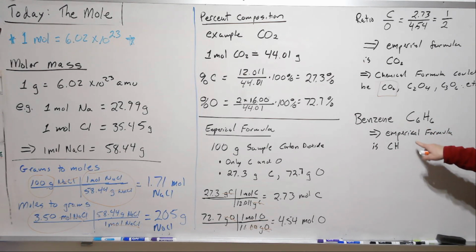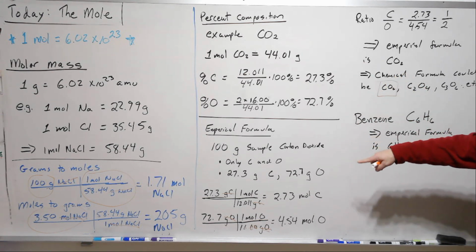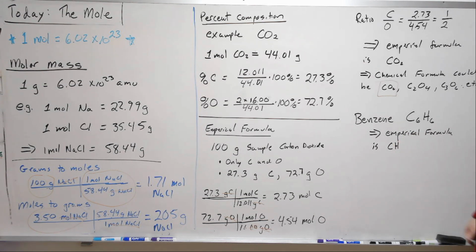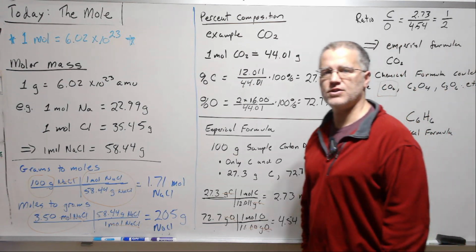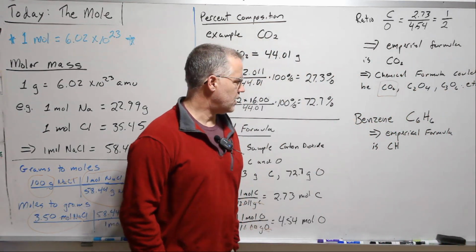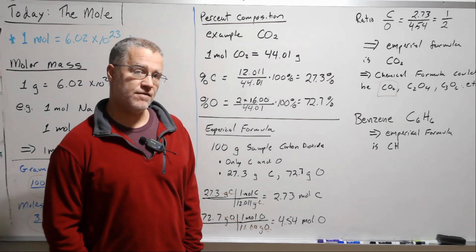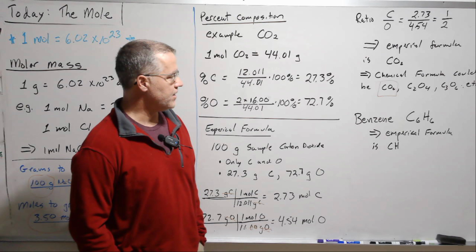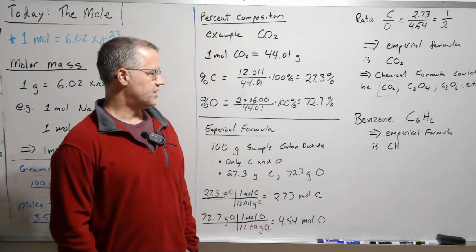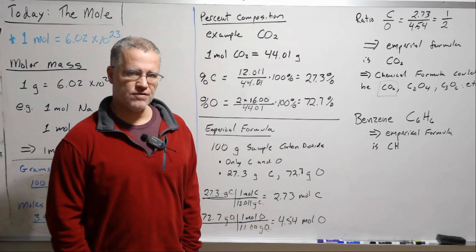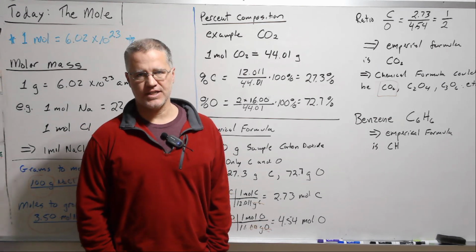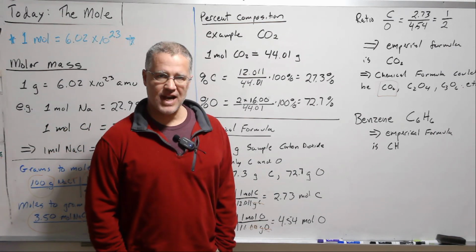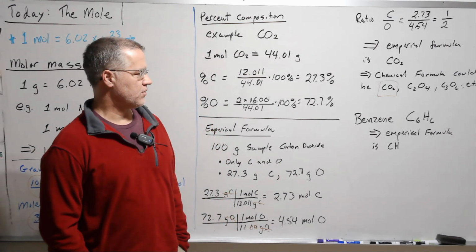So benzene, something we should know: C6H6. Well, if we had done this kind of analysis on this, we would have gotten an empirical formula of 1 to 1, 1 mole to 1 mole of carbon to hydrogen. And thus, we wouldn't have gotten the C6H6, but we see that we would get that same ratio. So the empirical formula of benzene is CH, and the chemical formula is C6H6. So C6H6 is benzene. CH is not benzene, but that's its empirical formula.